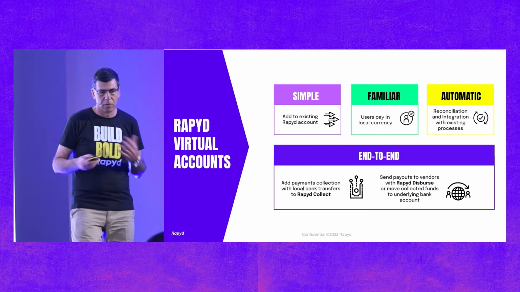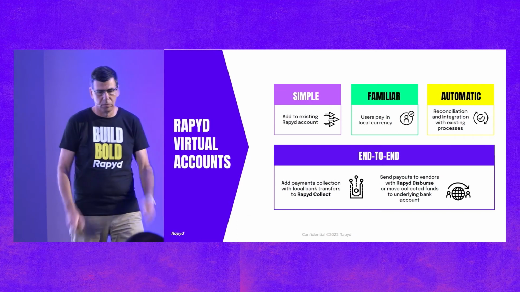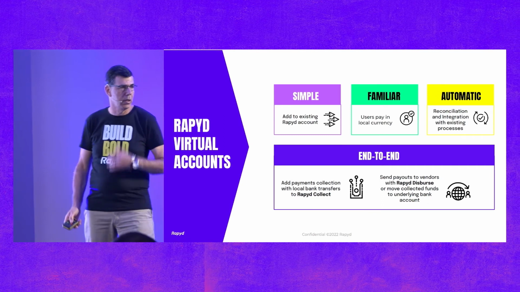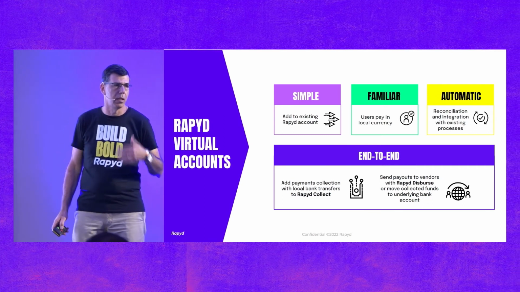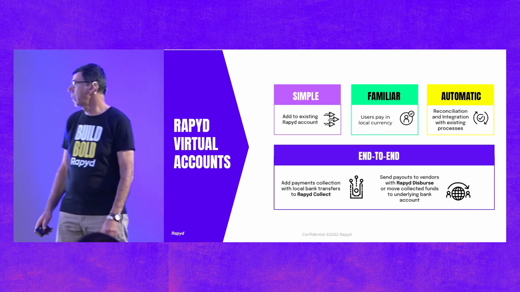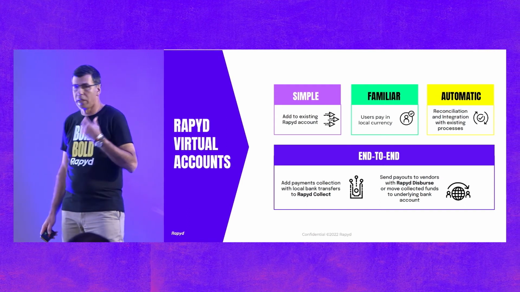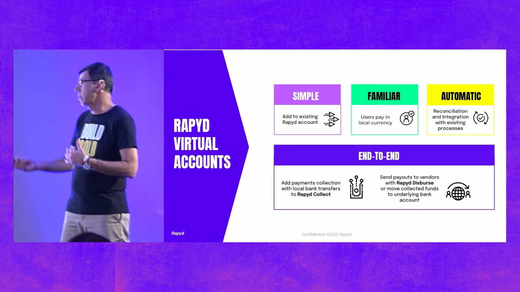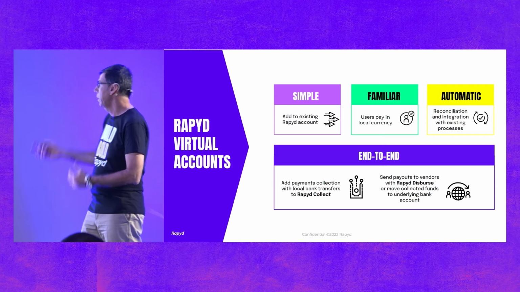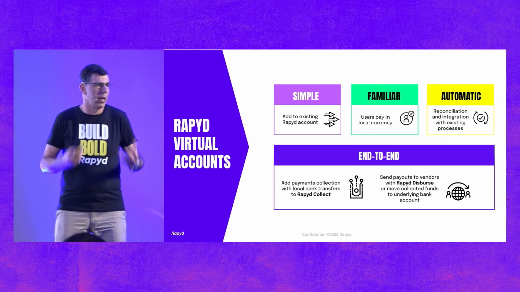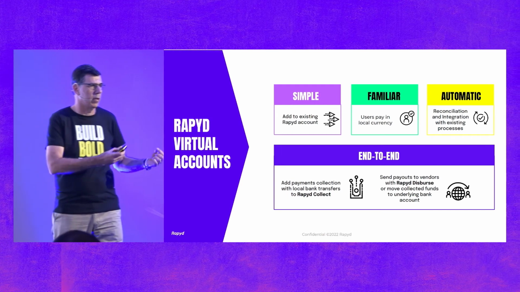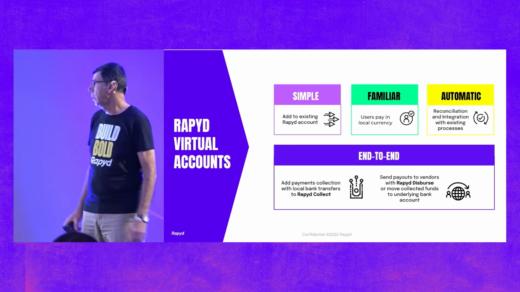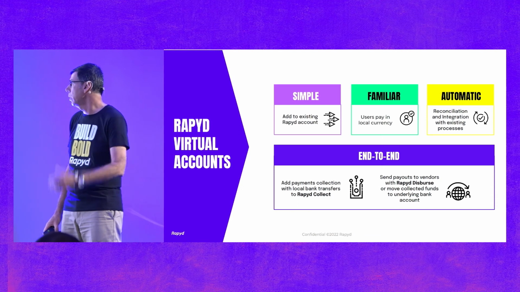So basically, if I need to summarize, the Rapyd virtual account is simple. As we can see, a couple of clicks, and you have as many virtual accounts as you need added into your Rapyd account. It's familiar to your customers. They pay in local currency, and you receive the funds in local currency and can immediately FX them as needed on your end. It's automatic. All the reconciliation is done automatically because every transaction is associated with a virtual account and will show immediately in your client portal associated with the paying client, whether a B2B use case or a B2C use case.